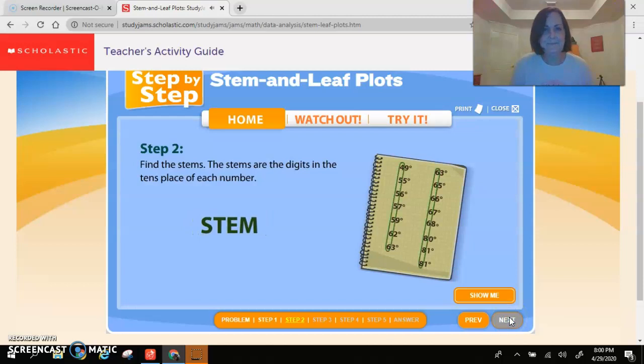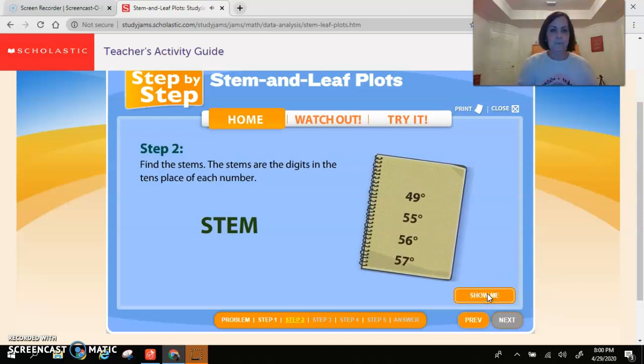Next, the stems. The stems are the digits in the tens place of each number. Okay, so think of a tree. A tree has a trunk, which is the largest part of the tree. Then it has the branches, and the branches have stems, and the stems have the leaves. So think of the leaf as the smallest part of the tree, and the stem as having a greater value than the leaf. Make that connection.